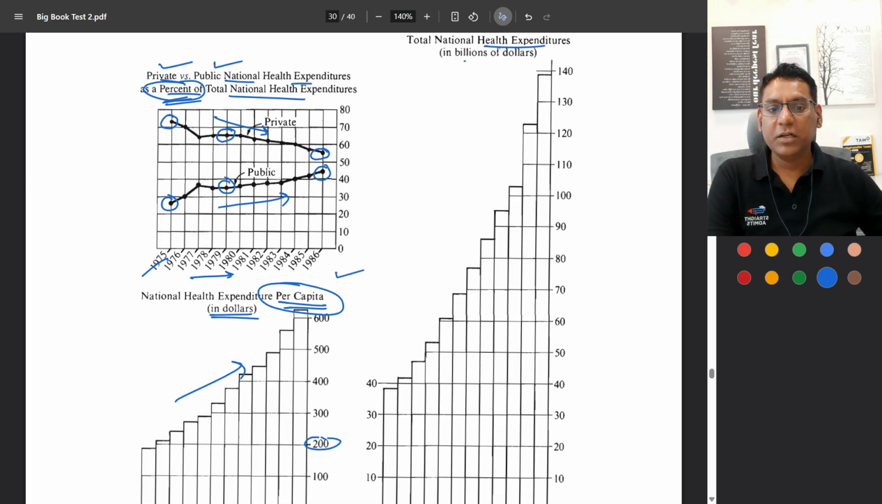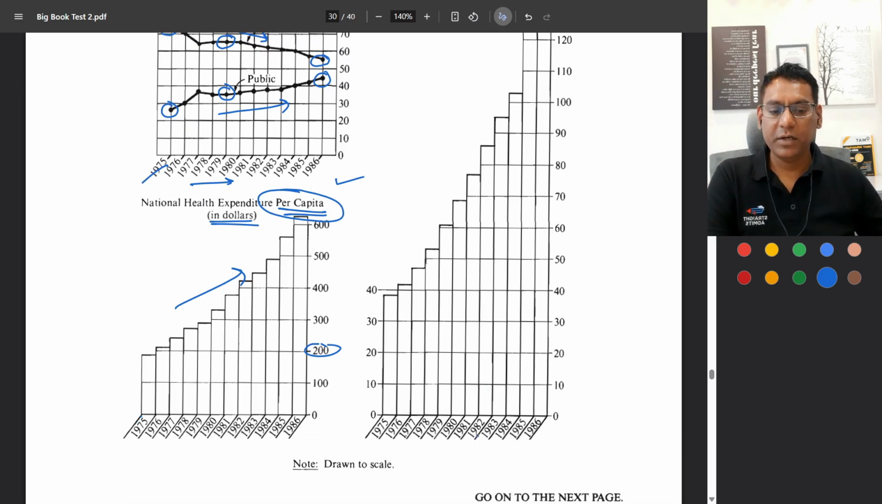Let's look at this: national health expenditure in billions of dollars. So this is the total national expenditure. Close to 140 billion they spent in 1986. In 1975 they started with something like 38 billion or so. This is also rising.